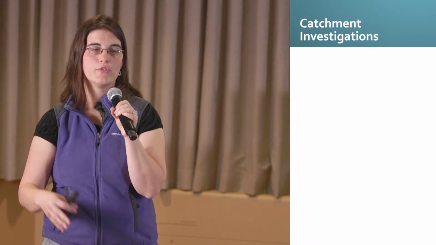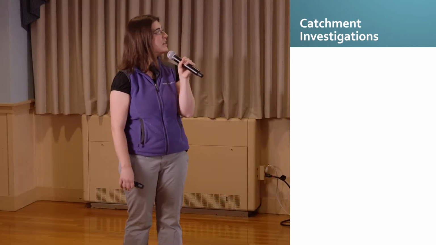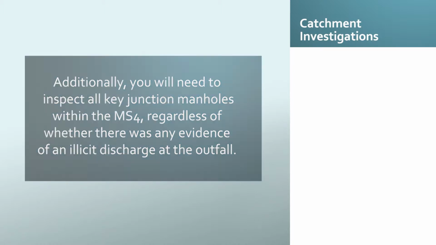So if you find anything illicit, potentially illicit based on your sampling, you're going to have to do catchment investigations to move your way upstream in the system to try to find the source. Additionally, you will need to inspect all key junction manholes within the MS4, regardless of whether there was evidence of an illicit discharge at the outfall.